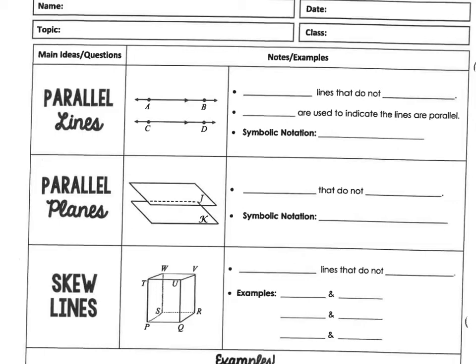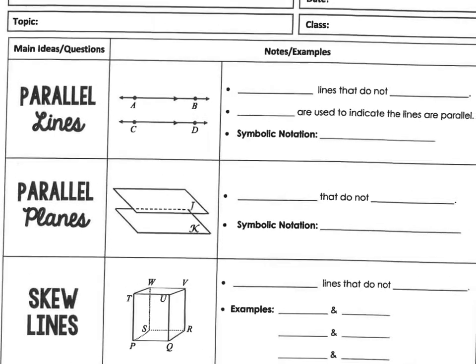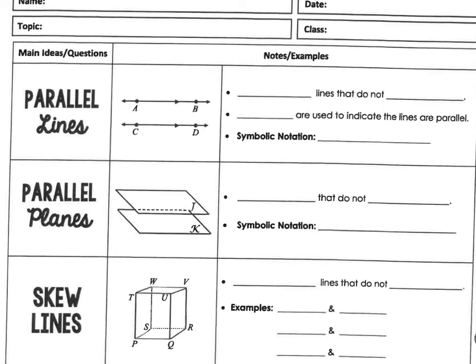So some of this should be reviewed. You should remember some of this. So we're talking about parallel lines, parallel planes, and skew lines. Okay. So parallel lines are what? How many lines does it take to have parallel lines? Two. So two lines that do not what? Touch or intersect.